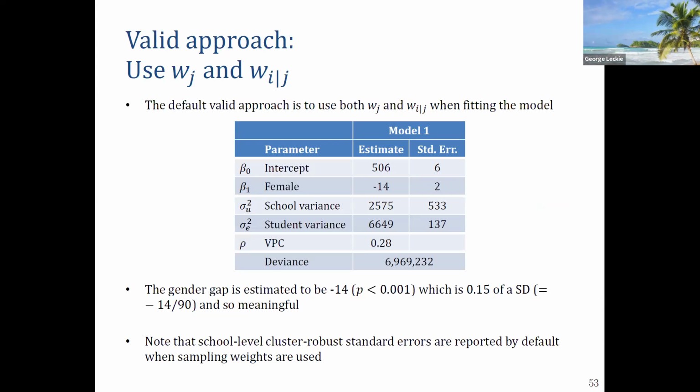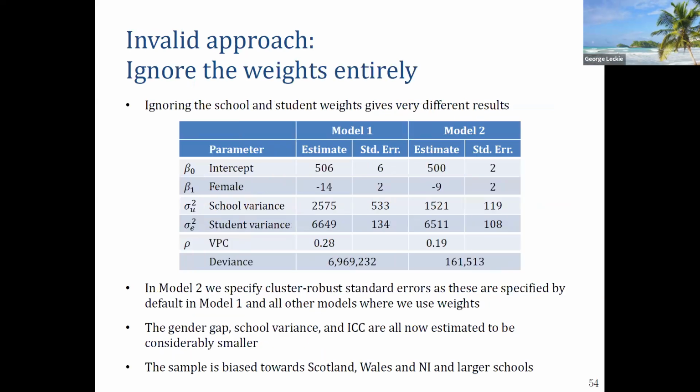So that's our starting point. Yes, so model 2 is when you ignore the weights entirely. Okay, so ignore the weights entirely. Okay, take the weights into account in the default way. Just use the school weight provided directly, use the student weight which we calculated directly.